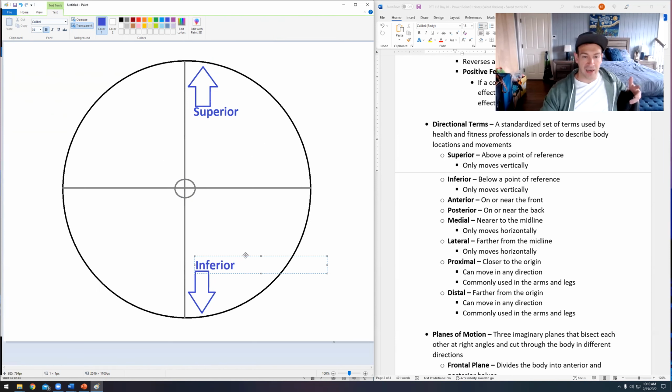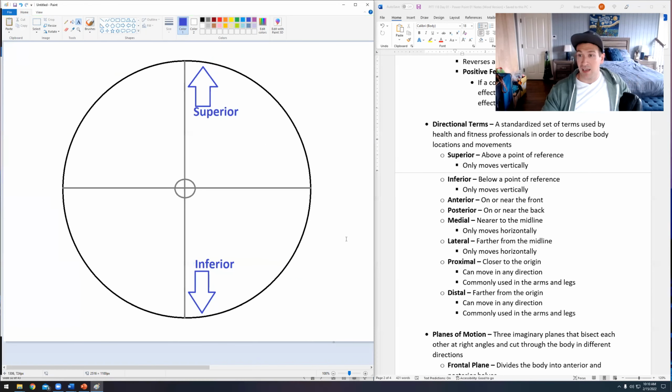Now, obviously, I can refer to things a little bit more specifically. I could say my nose is superior to my mouth, but it's inferior to my forehead. And then all of a sudden I have more than one point of reference. Great, I can use that language that way as well.